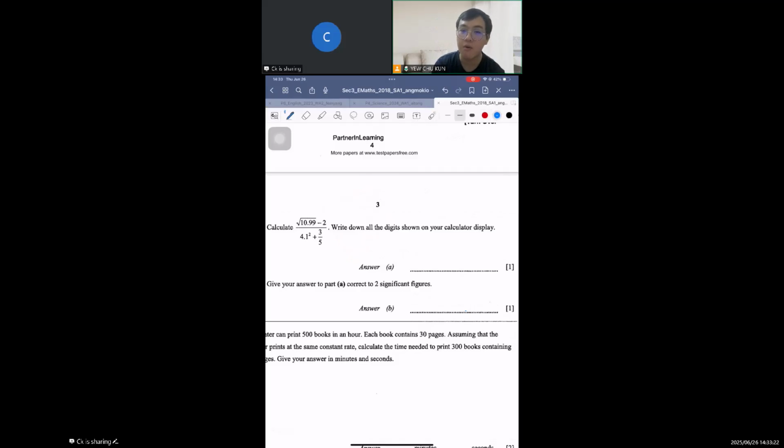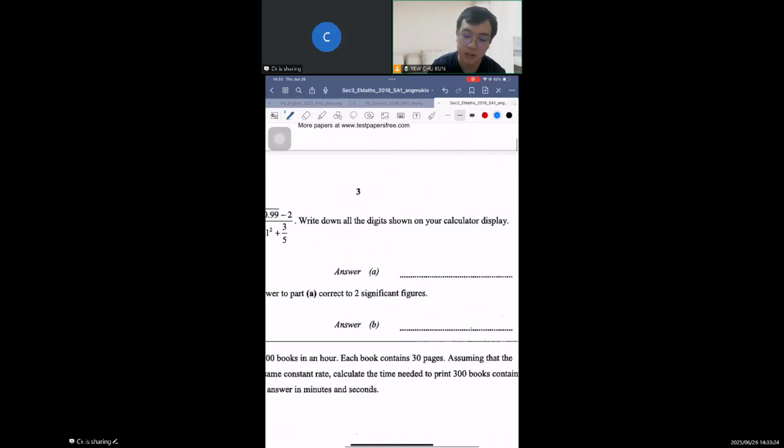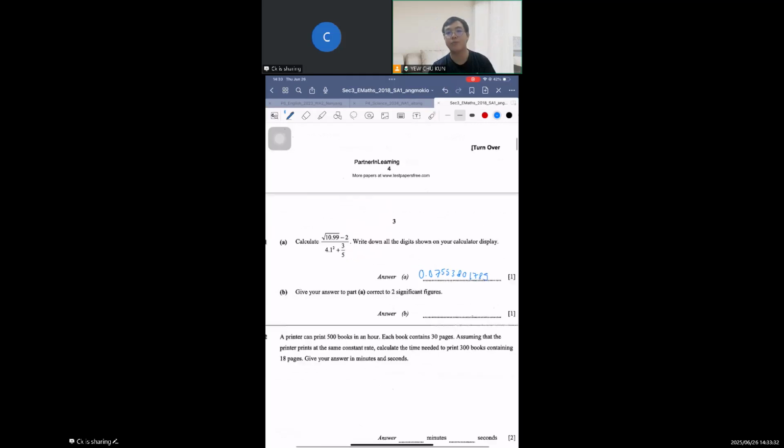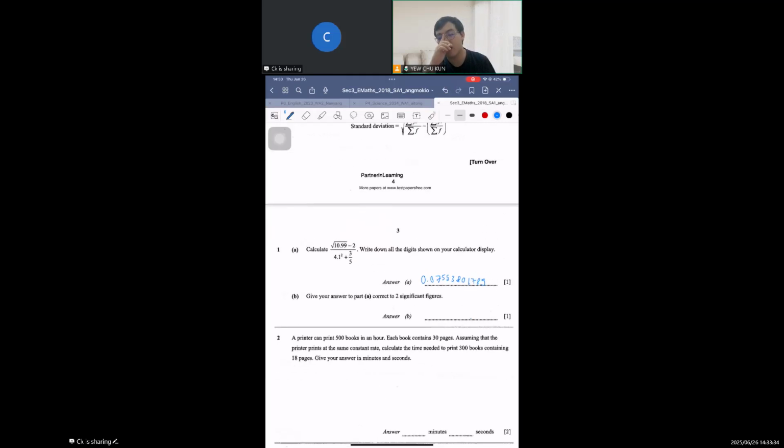So mine is 0.07553801785. So it's quite long, right? Do you guys have the same answer as me? Any objection to this answer? No? Then we proceed. Or even if you answer part A correct to two significant figures.